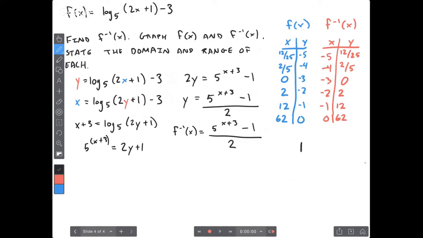I need to be able to make a sketch of that by hand, which just means plotting some x's and y's I just found. So on the original function f of x, 12/25 yielded -5. 2/5 yielded -4. Zero yielded -3.